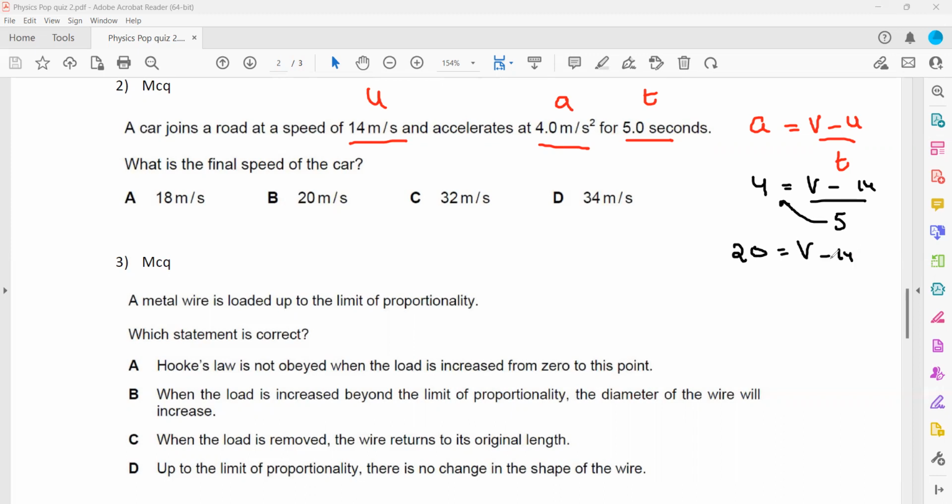Then 14 is subtracted here, on the other side it will be added. So it will be 20 plus 14 equals V. So 20 plus 14, that's equal to 34. So option D will be the right answer. Is it clear?